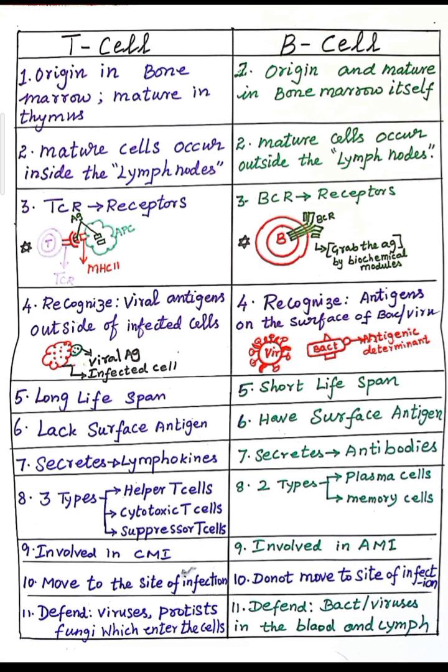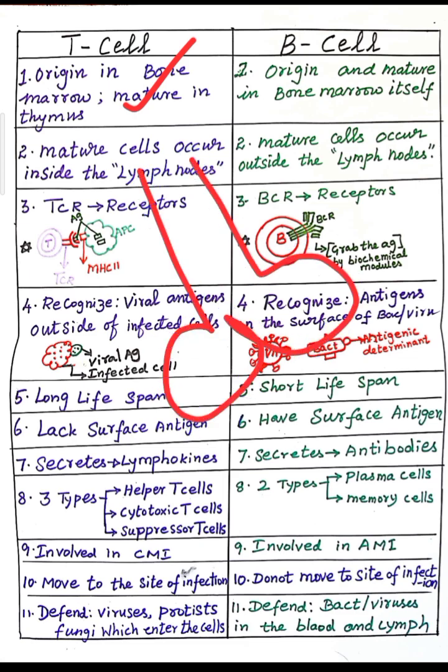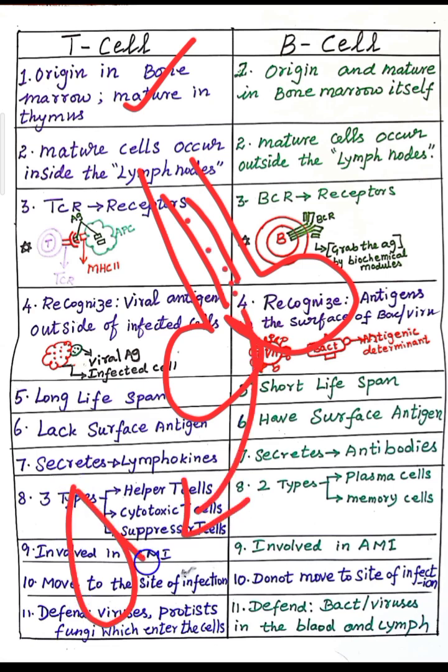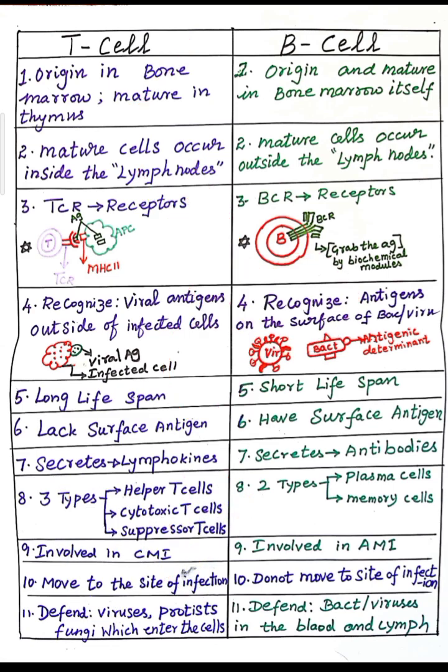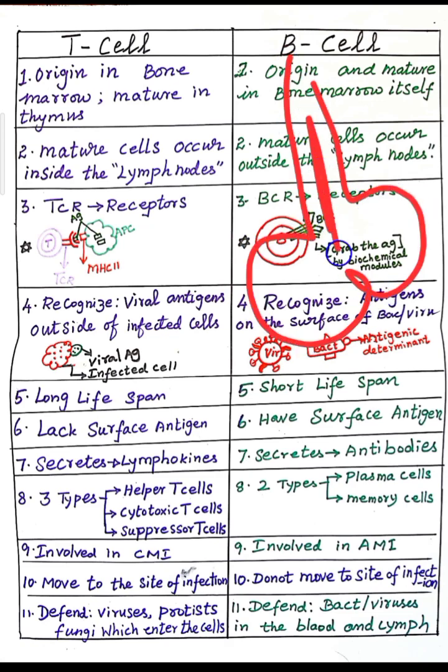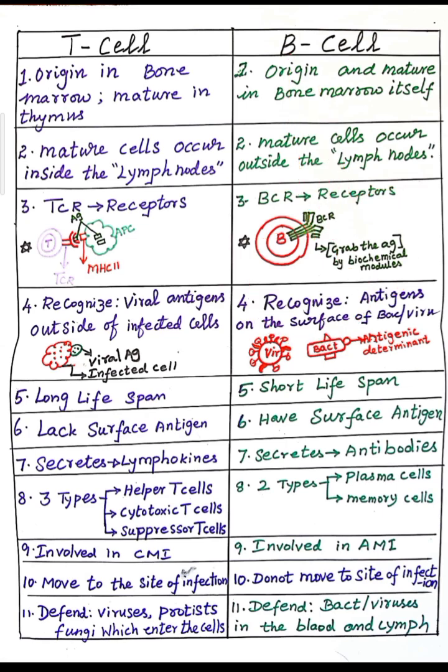T cell, point number 1: origin in bone marrow, and mature in thymus. B cell: origin and mature in bone marrow itself. That is the point number 1.